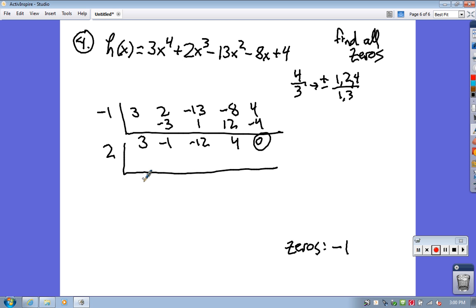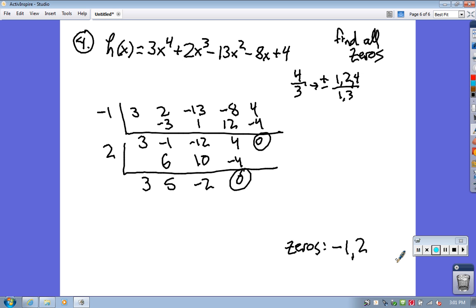Bring down the 3. 3 times 2 is 6. Add that, I get a 5. Multiply that, I get a 10. Add that, I get a -2. Multiply that, I get a -4. Yes. Boom. So that is a 0. 2 is also a 0. So I've done that work.